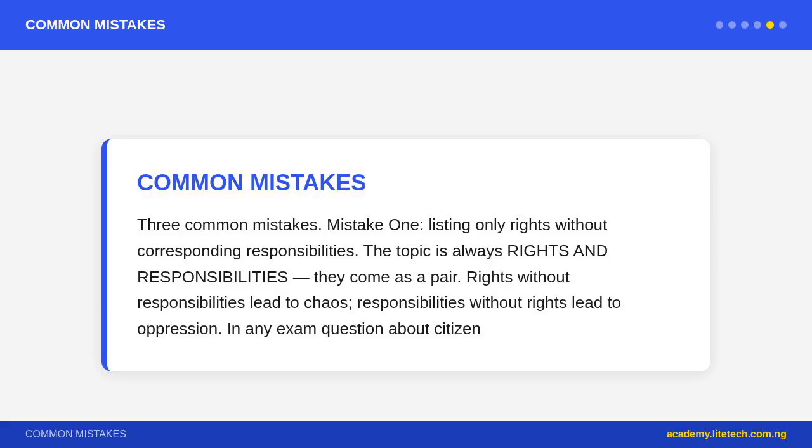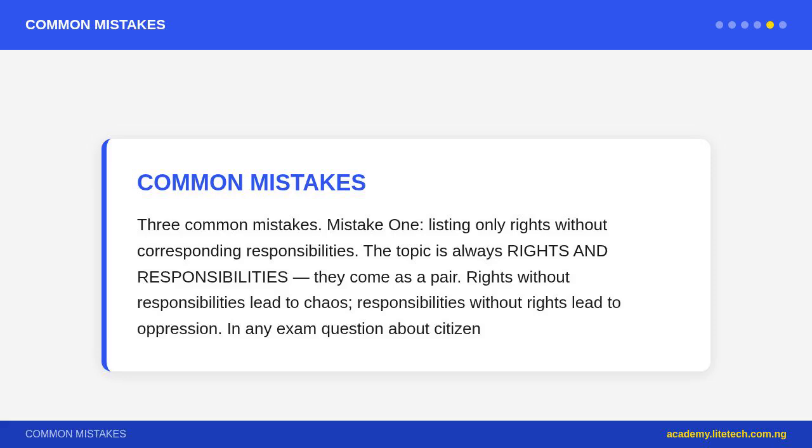Three common mistakes. Mistake 1: Listing only rights without corresponding responsibilities. The topic is always rights and responsibilities; they come as a pair. Rights without responsibilities lead to chaos; responsibilities without rights lead to oppression. In any exam question about citizenship, always address both dimensions.